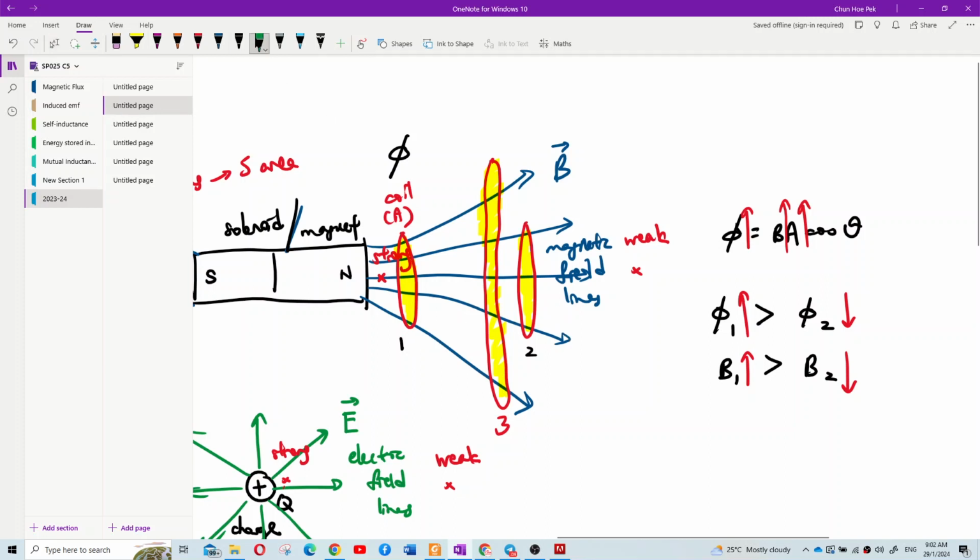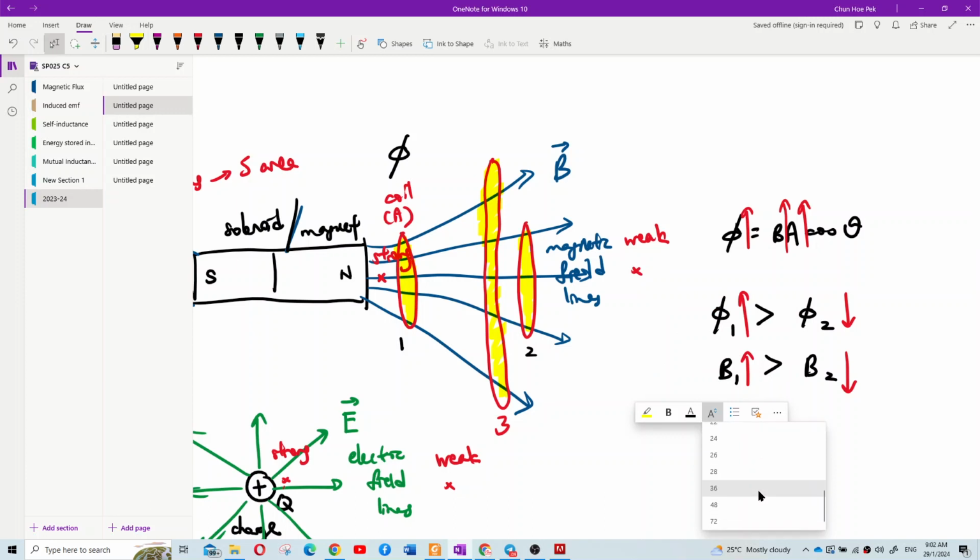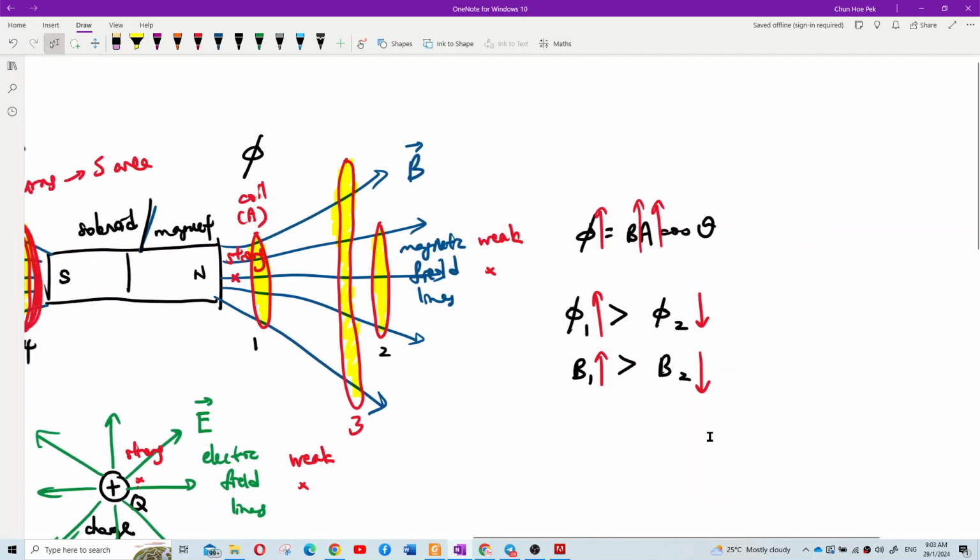I think I'm tired of just writing like this. I should just type. I should change the font, make it bigger, because it's very, very small. Okay.